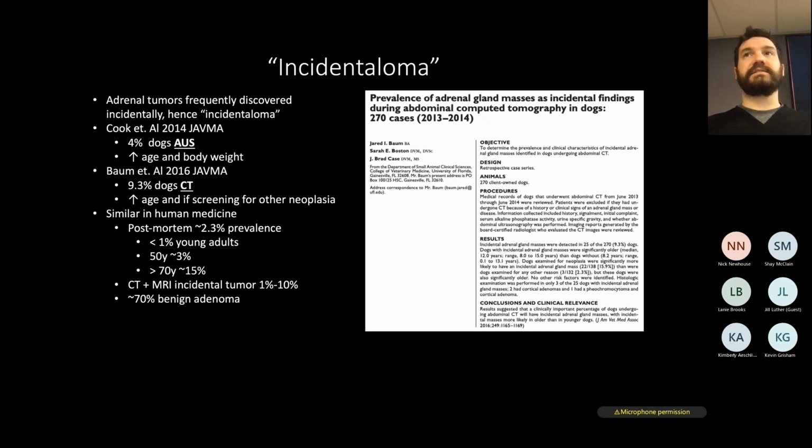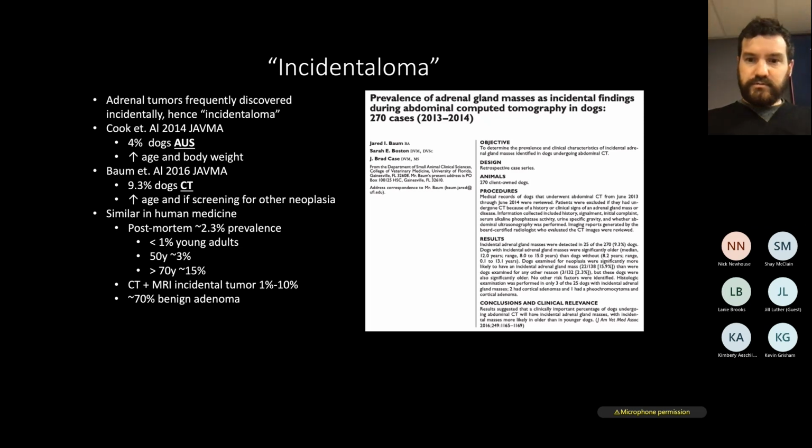Now, in humans, about 70% of incidental adrenal tumors are benign adenomas, which is different in comparison to animals. But basically, if you're a young adult, you have a low chance. If you're about 50 years old, it's about a 3% chance. And then once you hit 70, around a 15% chance that you're going to have an incidental adrenal mass, which is a pretty interesting spike.